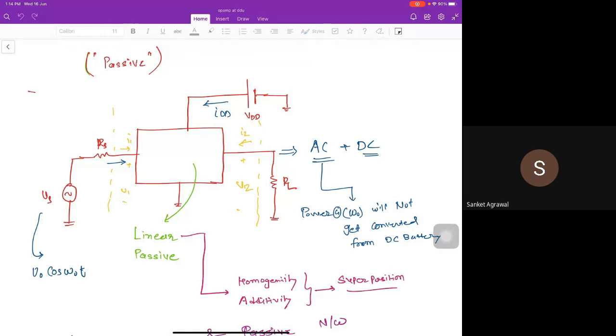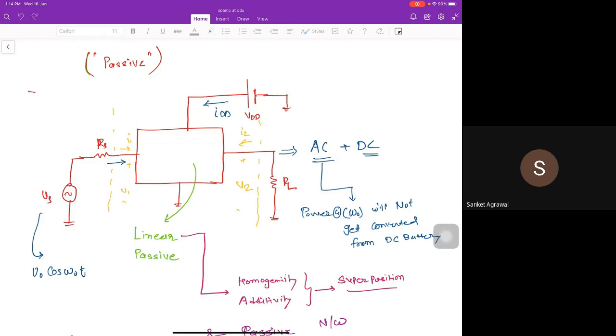Linear means it has to obey the superposition theorem. What is the superposition theorem? Homogeneity and additivity have to be satisfied there, right? So in the output, we will see the power. It has an AC component and a DC component, but if I have an input signal V0 cos omega 0 t, then at the same frequency component I will not get that power. Why? Because of the linear and passive element. But I want that omega 0 frequency component to be amplified, its power has to be increased. That will not happen with the help of linear and passive circuits.